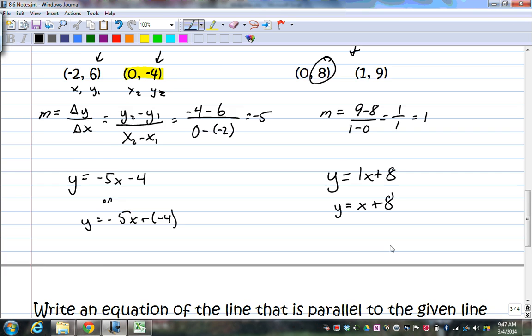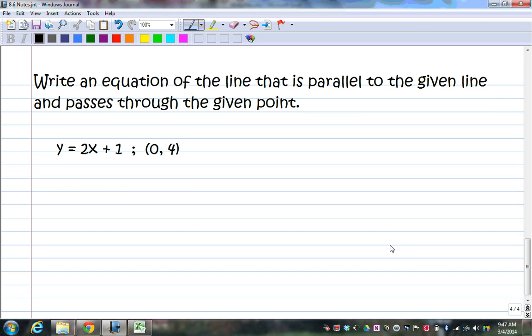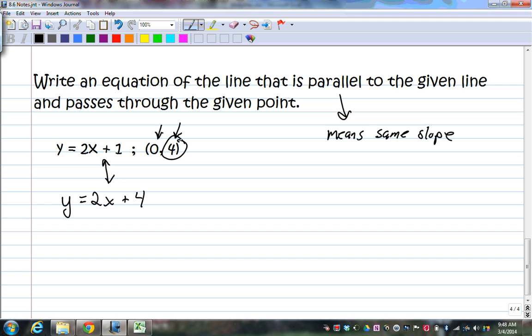Pretty easy. The last thing that we need to do is write an equation of a line that is parallel to the given, and it passes through the given point. Great. Remember that parallel means that they have the same slope. So, for this new equation, y is equal to 2x, that has to be the same. What would be different is your y-intercept. And here is the point, x is 0. That means that 4 is the new intercept. So this line right here is parallel to that line right there because the slopes are the same and it's going through this new point, 0, 4.